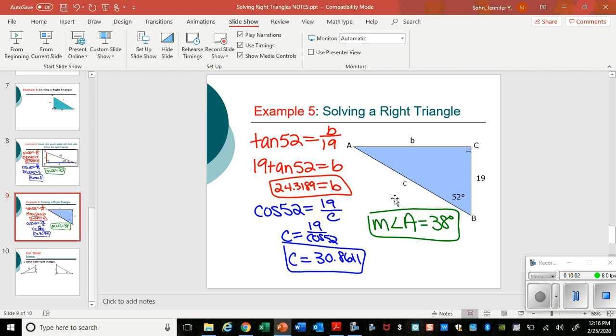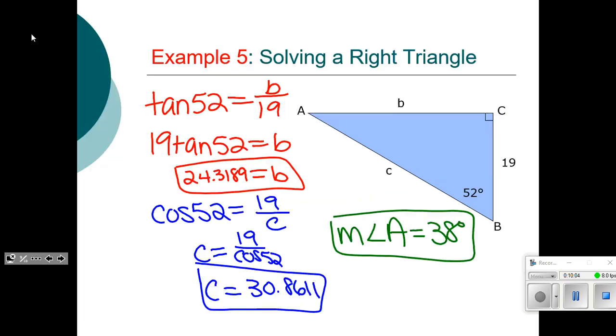Let's take a look at this one. Let me make this bigger. We have this angle and this side. We don't have anything else. We have B and C, and then we have to find this angle. This angle is easy: 52 plus 90, subtract from 180, you get 38. So the angles are taken care of, but we need to find B and C. You cannot use the Pythagorean theorem because you're missing two sides. So we're going to use sine, cosine, or tangent because you've got an angle here.